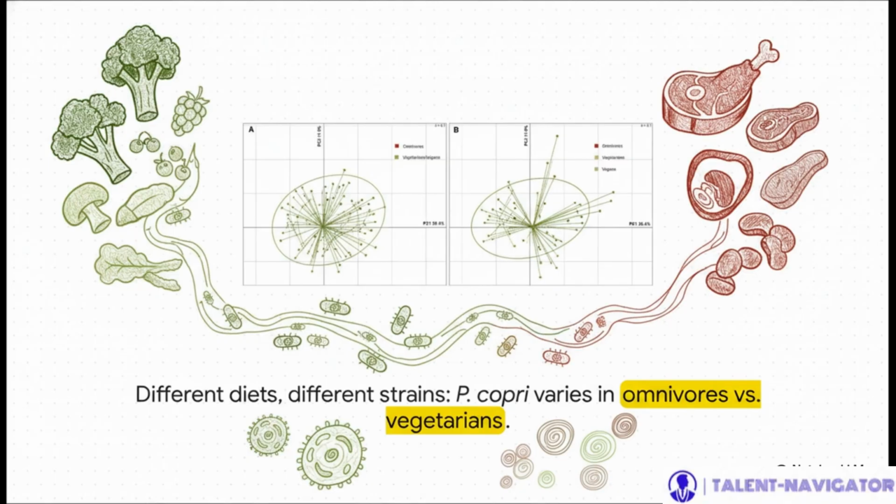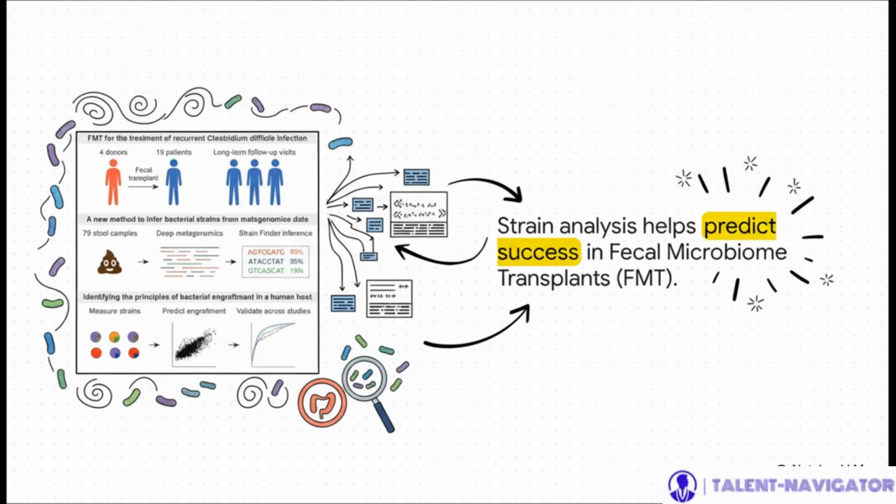Get this, a study found that the specific strains of a bacteria called Prevotella copri are consistently different depending on whether you're an omnivore or you follow a plant-based diet. Your food choices are literally selecting for different microbial breeds inside your gut, and each one has its own unique skill set. And for medicine, the implications are absolutely huge. Take fecal microbiome transplants, or FMT. This is where strain-level analysis becomes a clinical game changer.